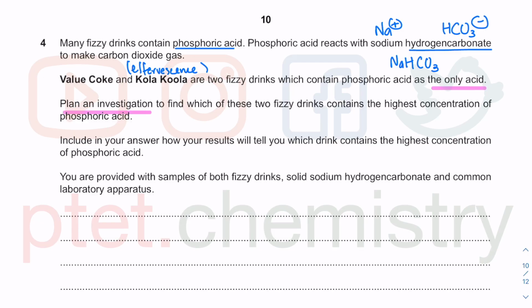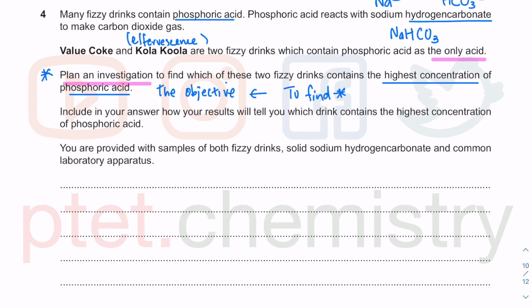Plan an investigation. You must always know that in planning, what is your objective? The objective here is which one has the highest concentration of phosphoric acid. To find out concentrations, there are a couple of things that we can do, but you must always remember that in any experiment, what are you trying to find? This is what you want to find, okay? And then how are you going to find it? Identify how your results will tell you. So this is the analysis as well as the methodology, okay?